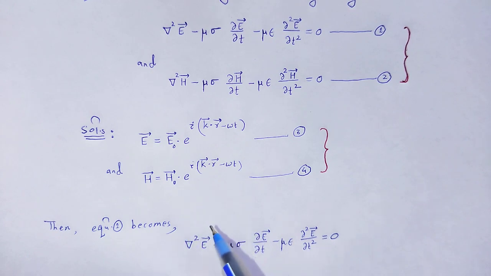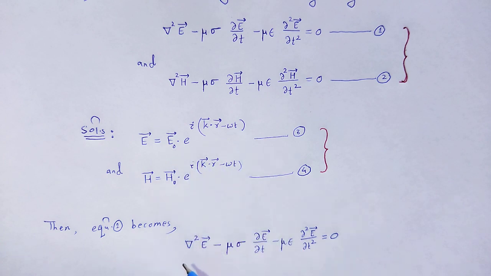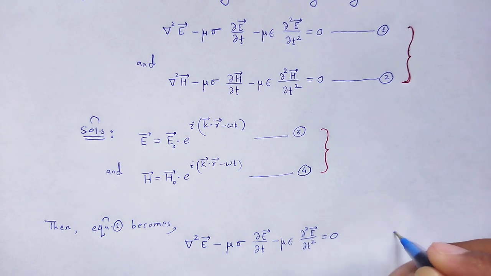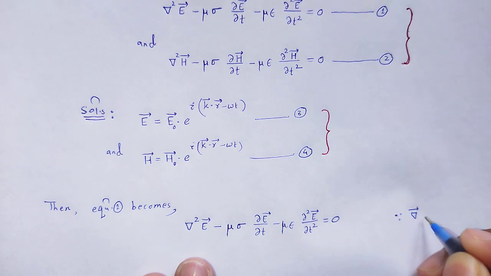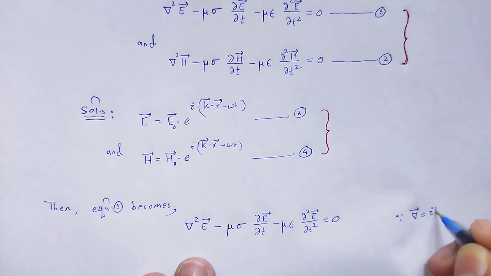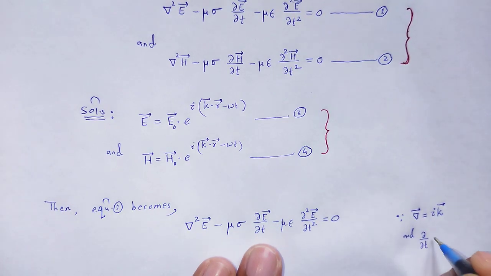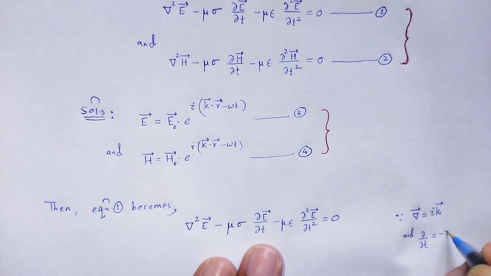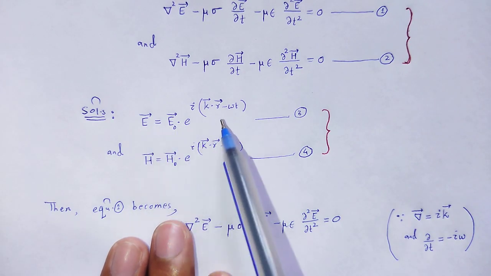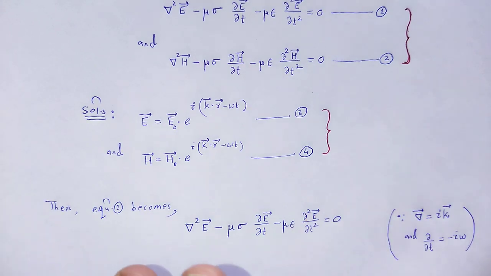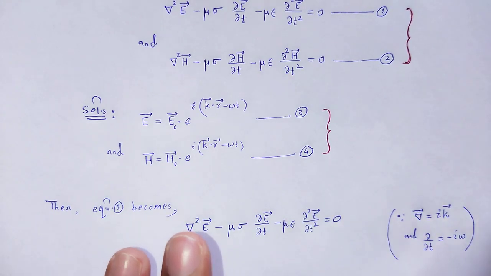Look here, instead of putting E as the exponential, we can easily write by taking the operator form. As we know, the grad operator is equal to i k vector and the del by del t operator is equal to minus i omega. If anybody puts in that value and differentiates again, what result is obtained? Simply by taking the operator form in the expression, we can easily achieve that result.